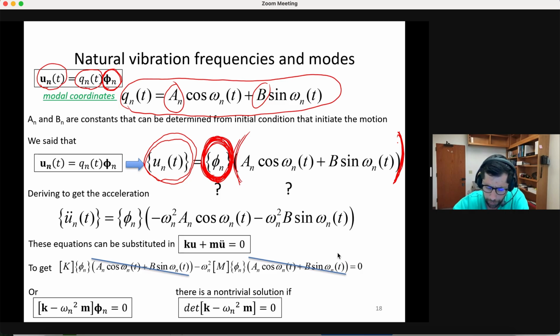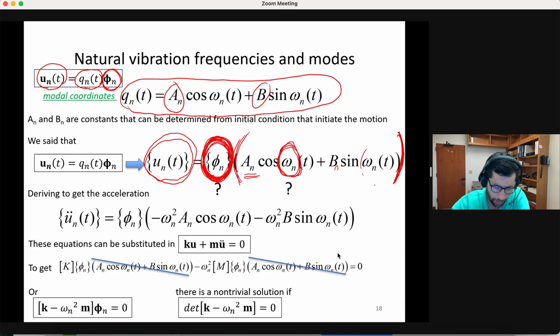But now, why do I have n here? Well, clearly because these constants, a and b, will be different depending on the mode number. So for mode 1, I will have some constants. For mode 2, I will have other constants, and so on. Same story for omega n. This is now the frequency of mode 1, for instance, or mode 2, and so on.